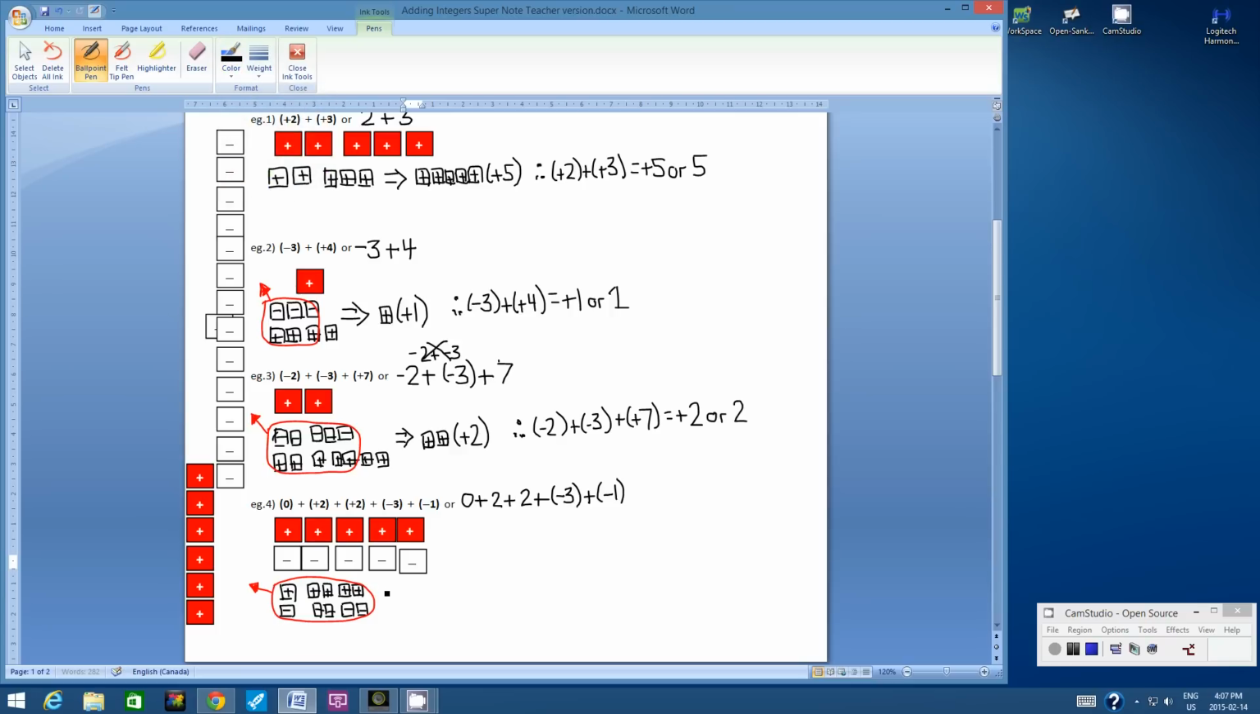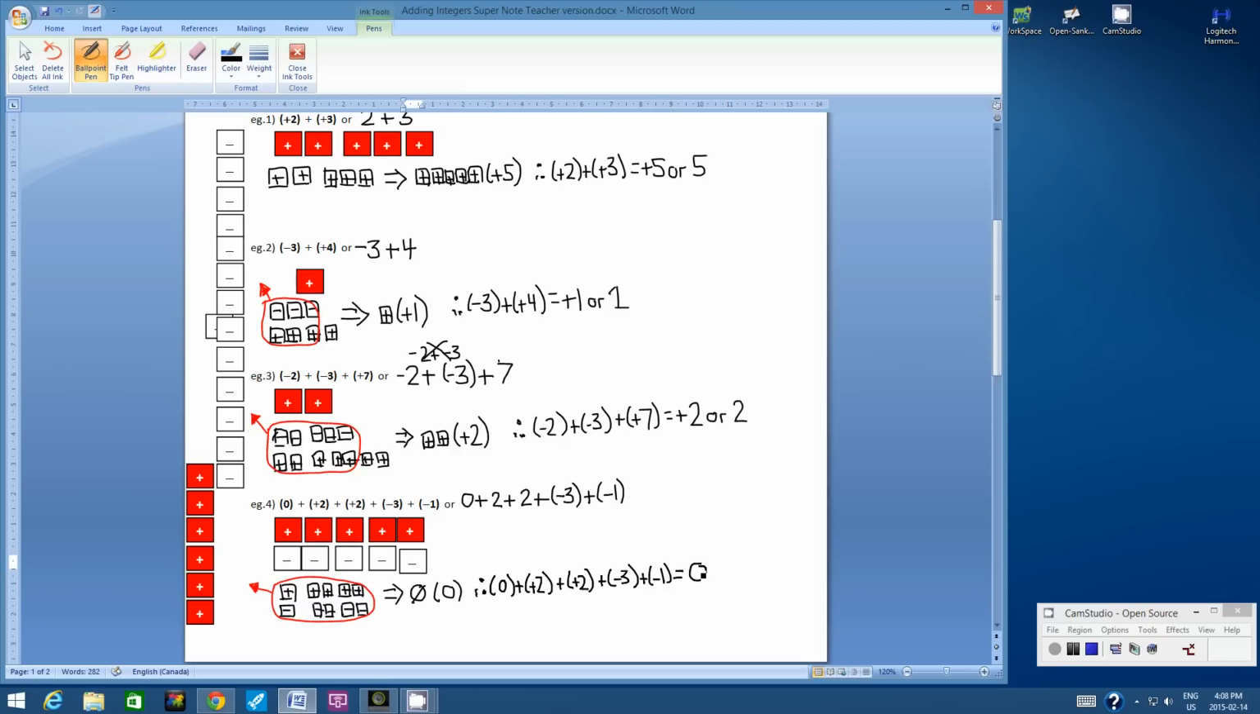Okay, so what remains? Let's draw that arrow to the right. And what remains is simply 0 or integer of 0. Okay, now you can leave this area blank, but it kind of looks funny. It kind of looks like maybe you didn't have an answer there. So you can just put a 0 with a line through it. Okay, so let's do our conclusion statement. 0 plus +2 plus +2 plus -3 plus -1 equals 0.